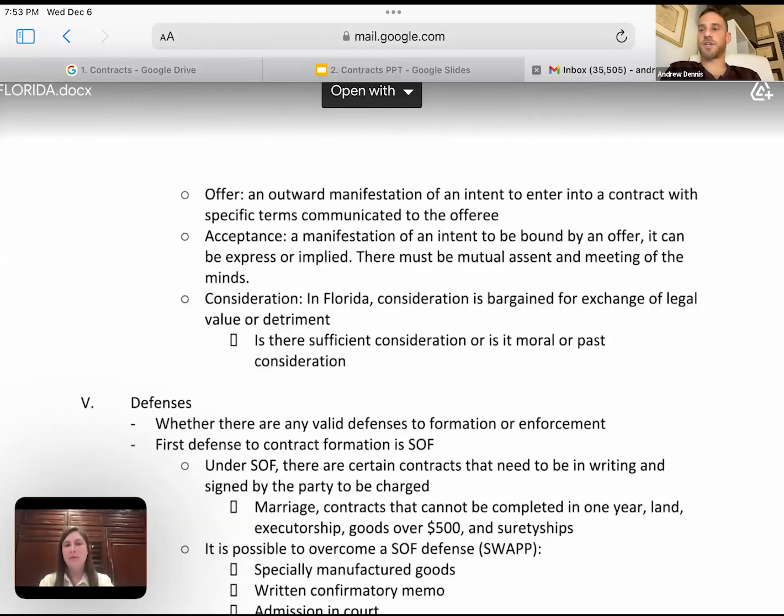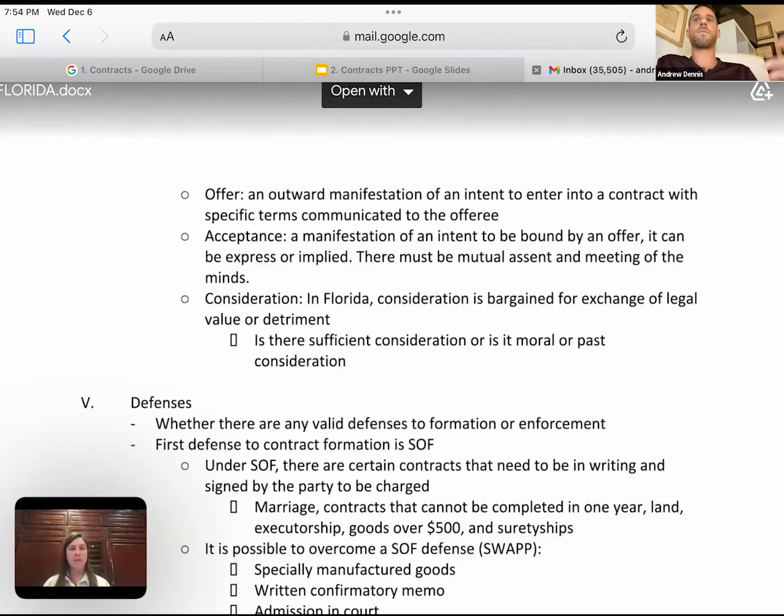Consideration in Florida is a bargained-for exchange of legal value or detriment. Is there sufficient consideration, or is it moral or past consideration? These are just some points that I pointed out. Look into the consideration. Is it a debt that was already paid or already obligated to be paid, and now they're trying to use that as consideration today? Or was it something that they were already legally obligated to do, and now they're trying to use it for consideration now? I think it's rare on Florida essays that lack of consideration is a valid defense, but it's just something to think of.